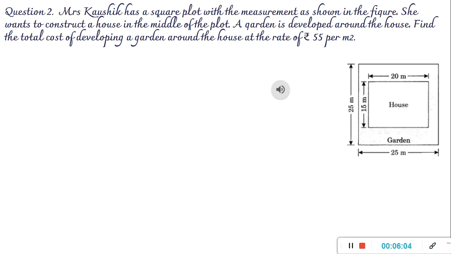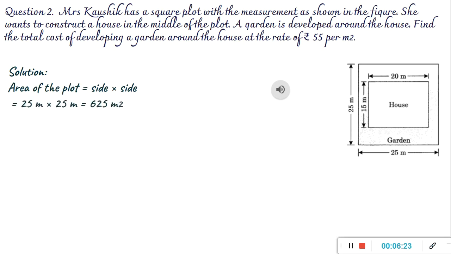Area of the garden we have to find, area of the house we have to find, and the remaining portion we are making the garden with the cost of rupees 55 per meter square. So first we have to find the area of the plot, that is in square shape. So side into side is given 25 meter. So 25 into 25, that is equal to 625 meter square.